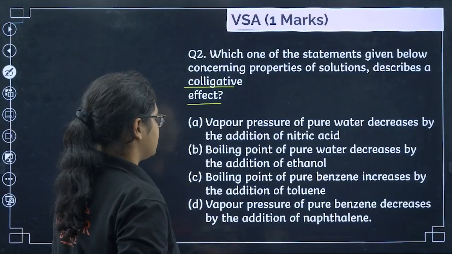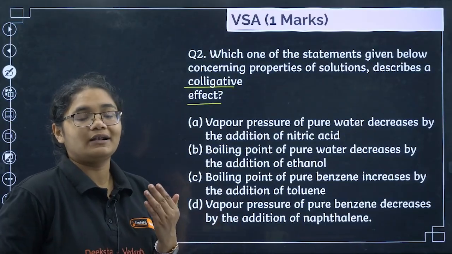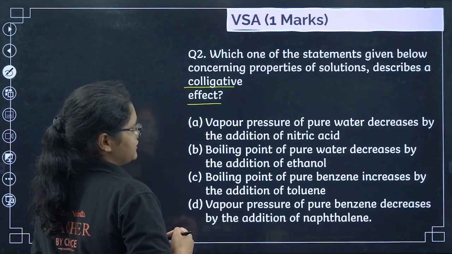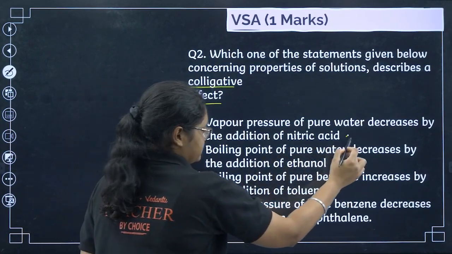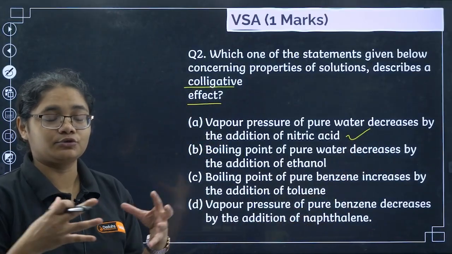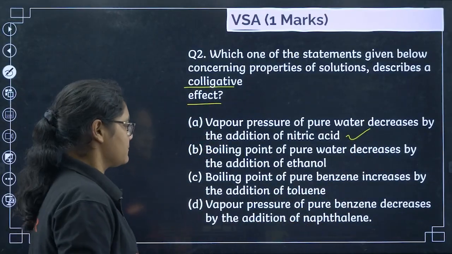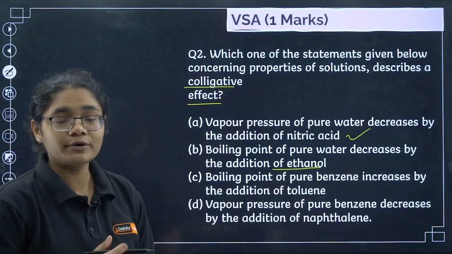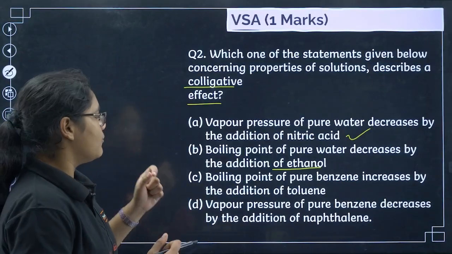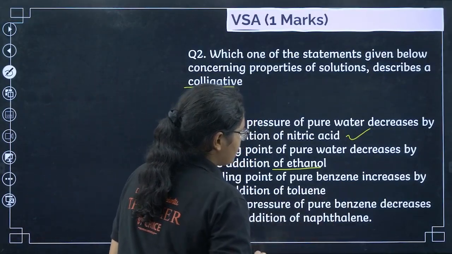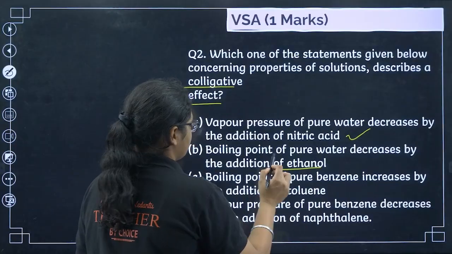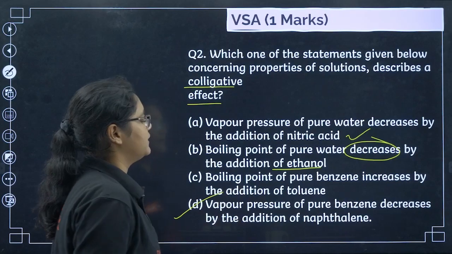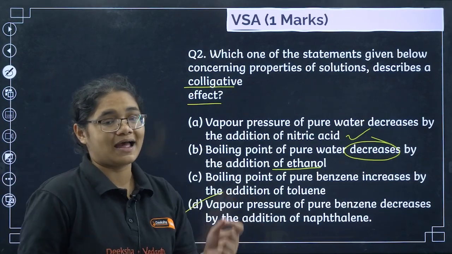Okay, so colligative effect happens when we add a non-volatile solute to the solvent. So here, vapor pressure of pure water decreases by the addition of nitric acid. This statement is definitely correct, but this is due to the attraction and not because of colligative effect. Boiling point of pure water decreases by the addition of ethanol. Yes, this is also because of positive deviation, boiling point decreases. Boiling point of pure benzene increases by toluene, while boiling point of water decreases, so that is a wrong statement. So here the correct answer is option D, because vapor pressure always decreases when you add a solute to that.